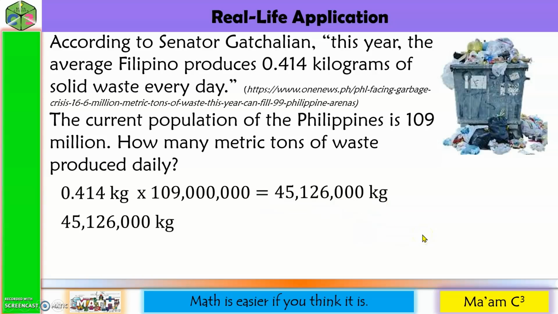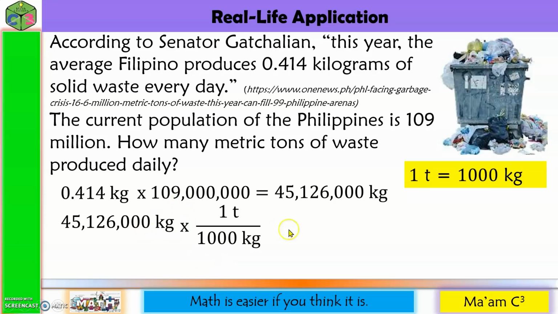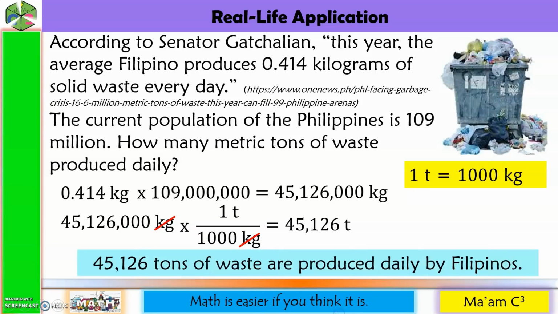Our conversion factor is 1 ton equals 1,000 kilograms. Kilogram is in the numerator, so this kilogram should be in the denominator. So times 1 ton over 1,000 kilograms. We can now cancel the kilograms. 45,126,000 divided by 1,000. We can cancel the 3 pairs of zeros here. So it will just become 45,126 divided by 1. So 45,126 tons of waste are produced daily by Filipinos.